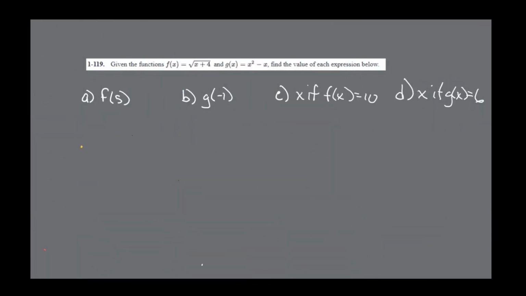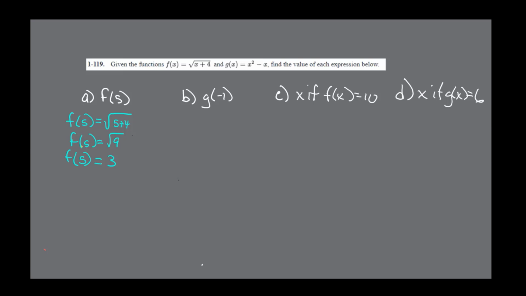Okay, given the functions f of x and g of x, find the value of each expression below. So I'm just going to jump right in because some of these are pretty quick and fast. F of 5, we're going to plug into the f of x function, which is the square root of x plus 4. So it'll be 5 plus 4. F of 5 will equal the square root of 9, which equals 3. So f of 5 equals 3. All right, that is that one.